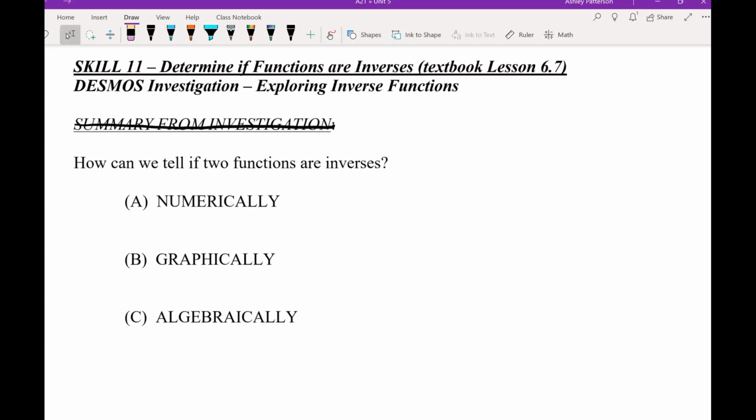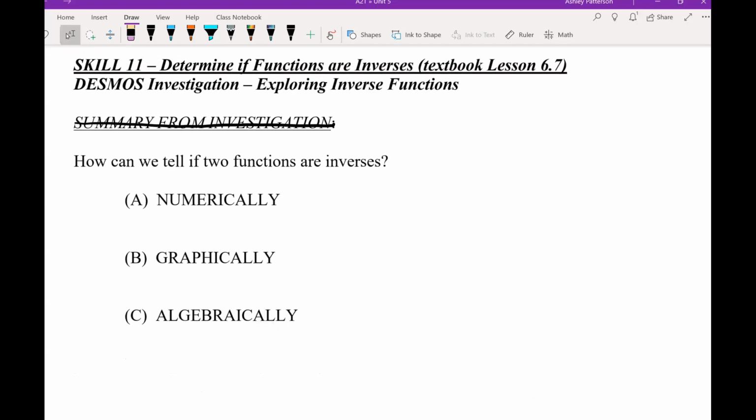Woo! All right, so we are doing our last skill notes for the semester. Normally we do it before the Unit 5 test. We decided not to in this case, so that's why we are here at the moment. We normally also lead in with an investigation, but we decided not to do that this year.